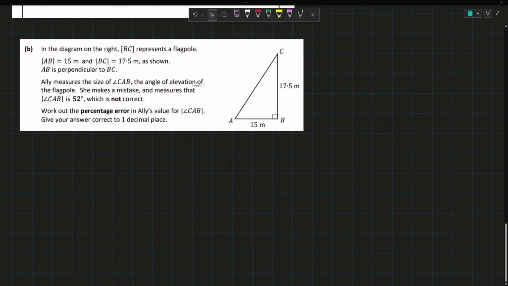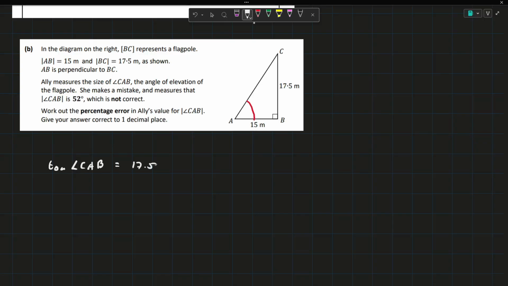Then we're given a triangle and told to figure out percentage error. So we're looking for CAB. So let's just figure out what that is, the actual value, and then we can get the percentage error. So basically, if we want to get this angle here, we have the adjacent and we have the opposite. So we can say that tan of CAB will be equal to the opposite over the adjacent.